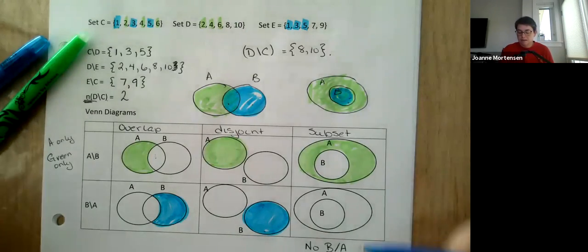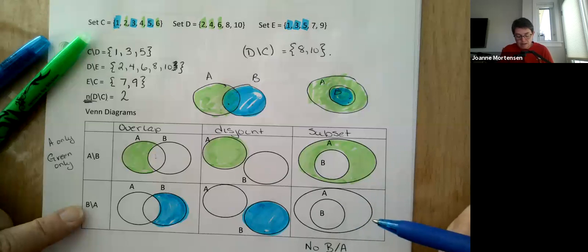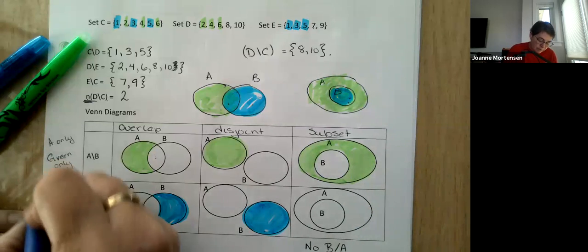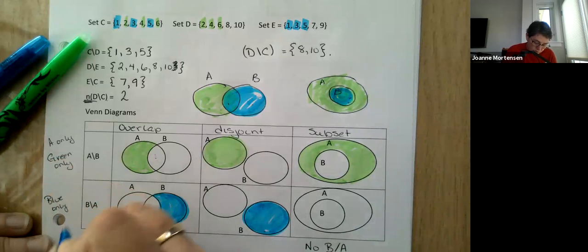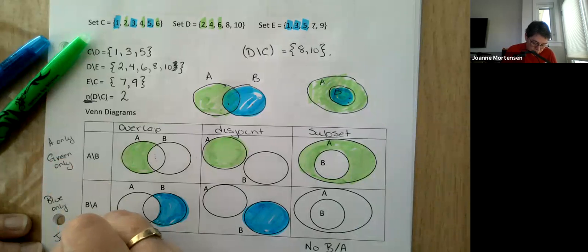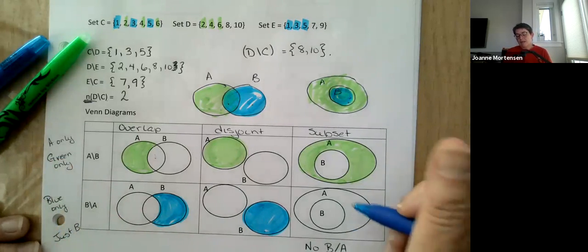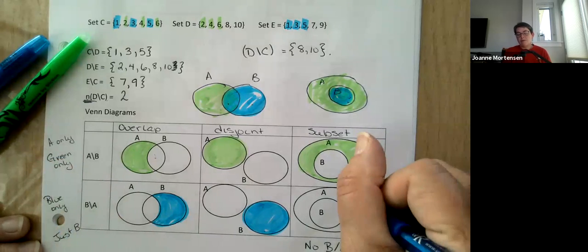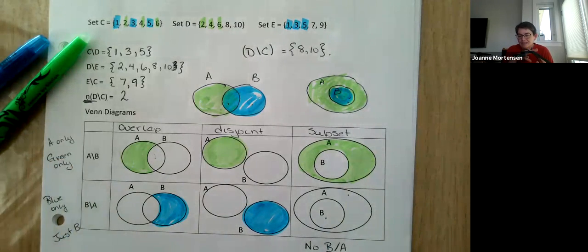Well, this one doesn't have B but not A, because there's no spot that's just going to be blue only. Or just B. It doesn't work. It'd be like, this is people that live in Saskatchewan. These are people that live in Regina. You can't live in Regina and say, well, no, I don't live in Saskatchewan. It's just like it's a subset.